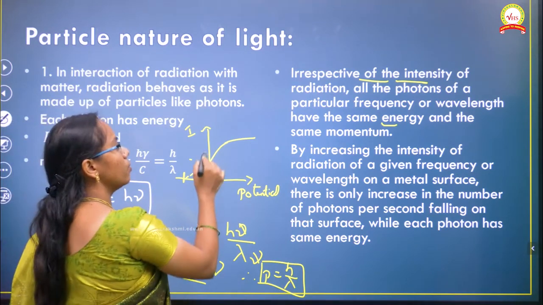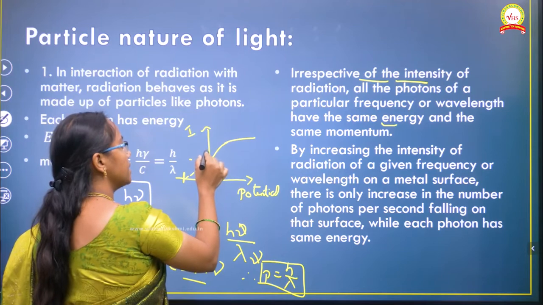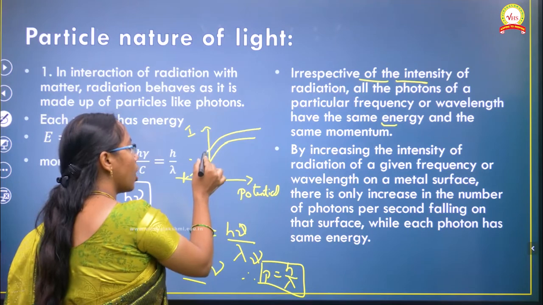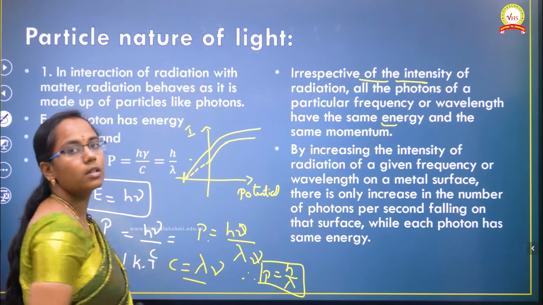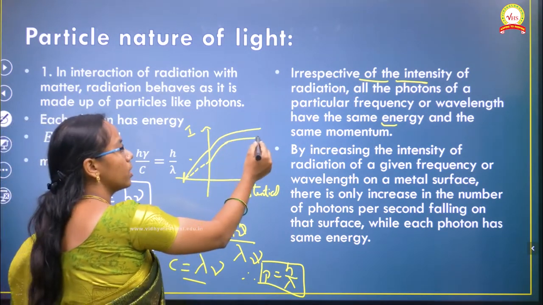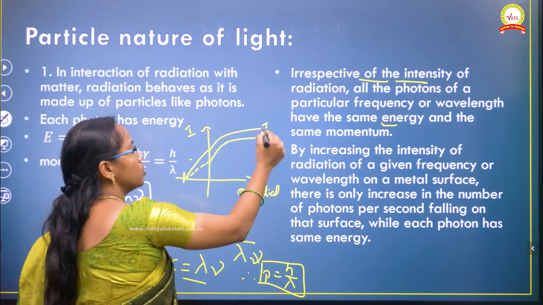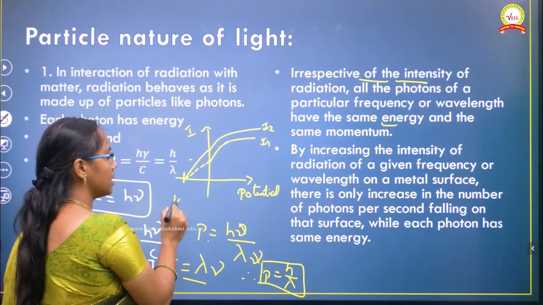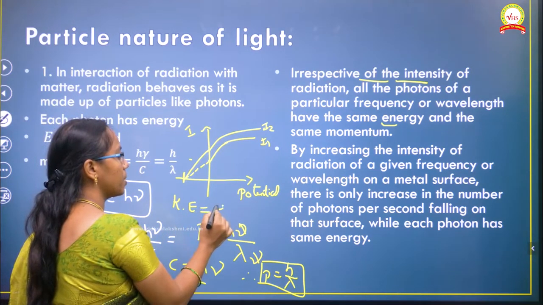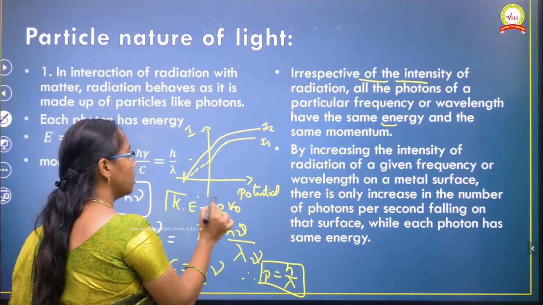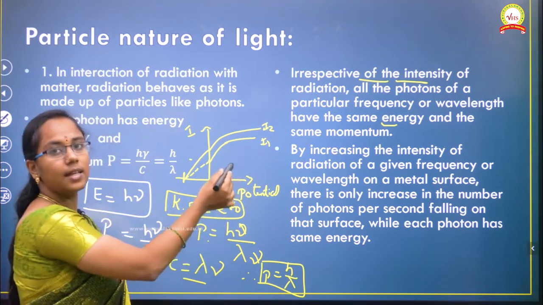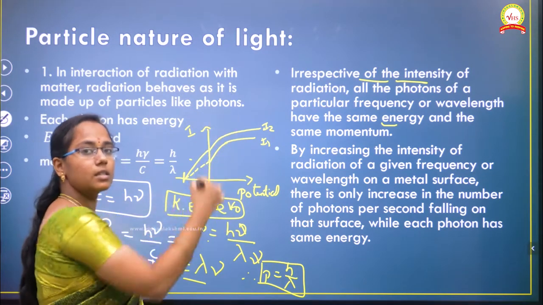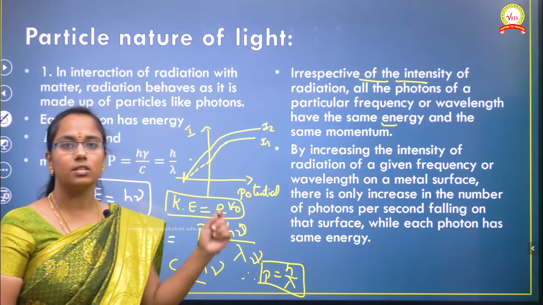So what happens when you increase the intensity? Saturation current increases, but we get the stopping potential at the same point as we increase intensity, okay? Intensity 1, intensity 2, like that. So what is the meaning of this? We have already seen the relation between kinetic energy and stopping potential as E V naught, right? So the first intensity light has maximum kinetic energy equal to E V naught. The second intensity light also has maximum kinetic energy equal to E V naught.